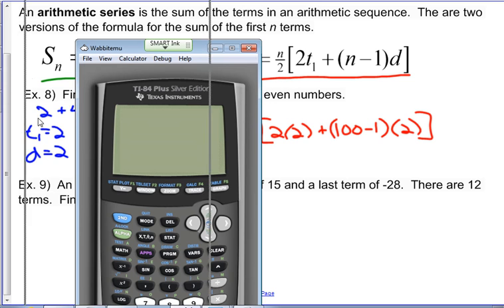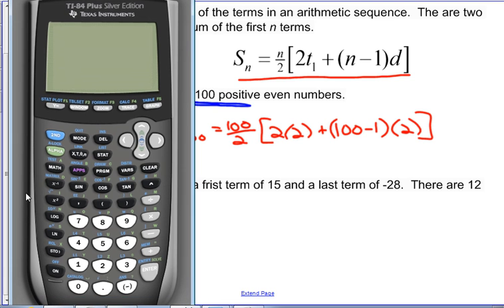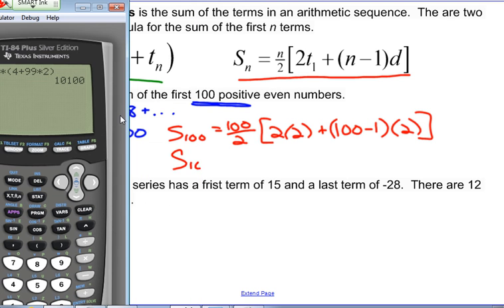Let's get a little practice putting that into our calculator. So the more stuff you can do in your head, the better. 100 divided by 2, that is 50. Times 2 times 2, oh, that's 4. Plus 100 minus 1, that's 99, times 2. Okay, the more of that simplification you do yourself, the less bracket problem you'll run into. And we get 10,100. So that's the sum of the first 100 even numbers.